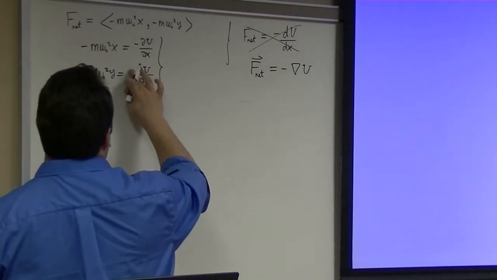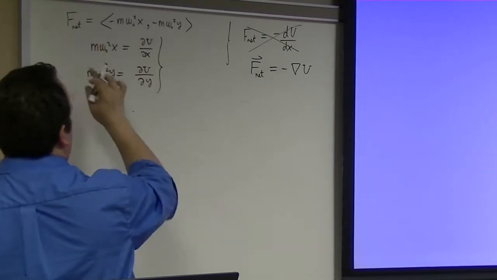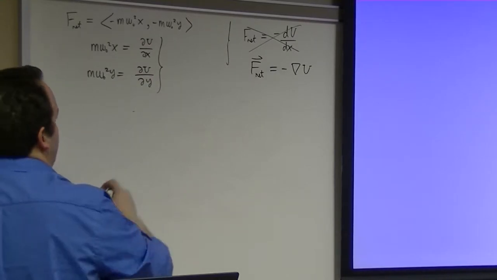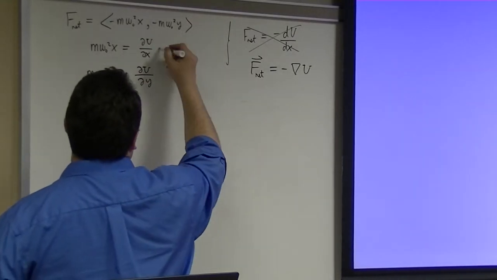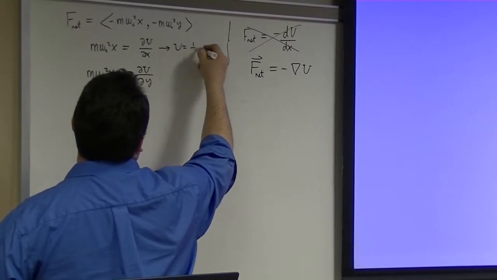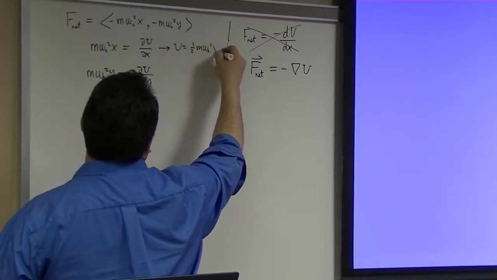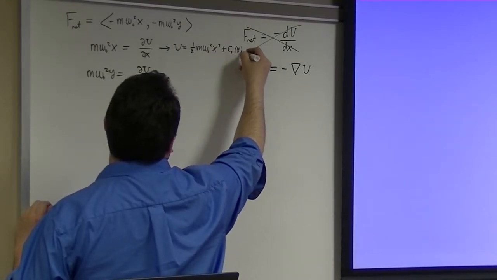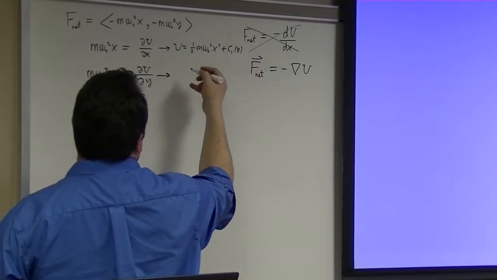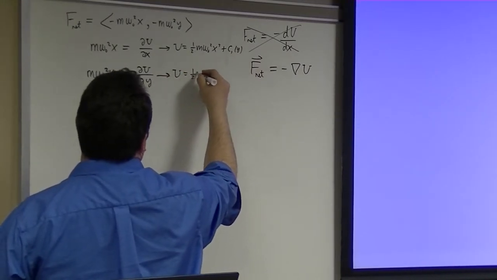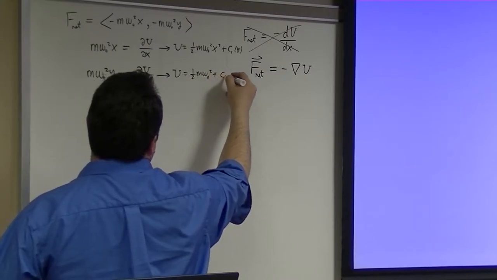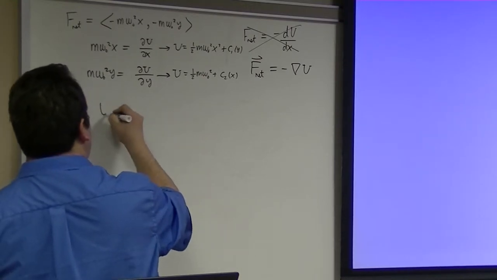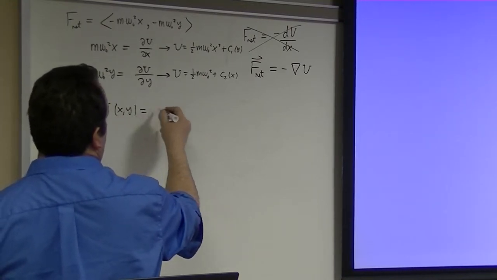I personally just erase these minuses and integrate both equations. The first equation, when I integrate it, tells me that u is something like 1/2 m omega naught squared x squared plus some constant, which possibly depends on y. The second equation, when I integrate both sides, gives u equal to 1/2 m omega naught squared y squared plus some other constant, c2, which possibly depends on x. And then I just combine them. I get a potential energy.